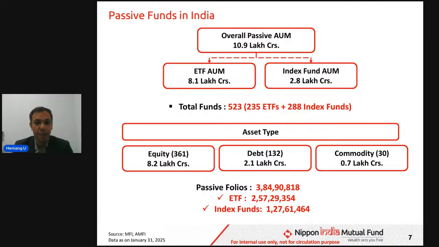Talking about India, as I said earlier, passive funds are divided into ETFs and index funds predominantly. Almost 75% of the 11 lakh crore passive fund AUM across the Indian industry, that is 8.1 lakh crore, is in ETFs, while the remaining is in index funds. Even in asset classes, it is predominantly dominated by equity, then by debt and commodity. There too, the ratio might be around 70-20. Correct. Now let's see how these funds have grown over a period of time.